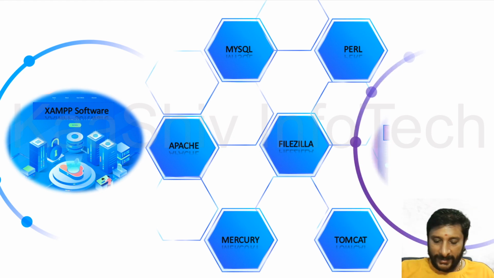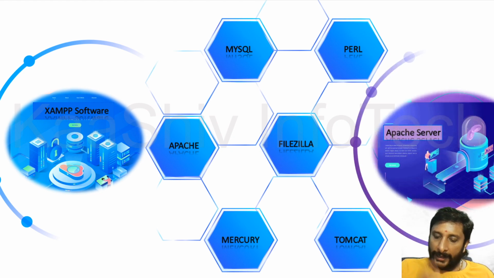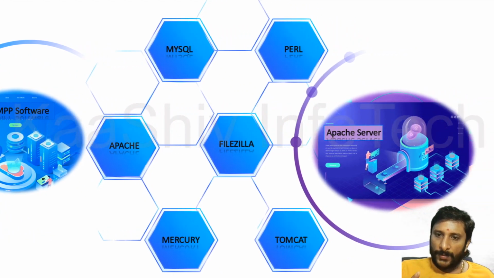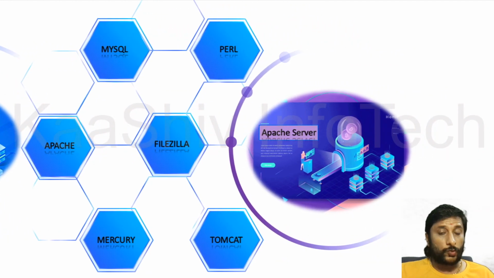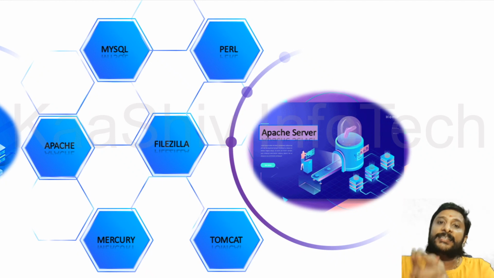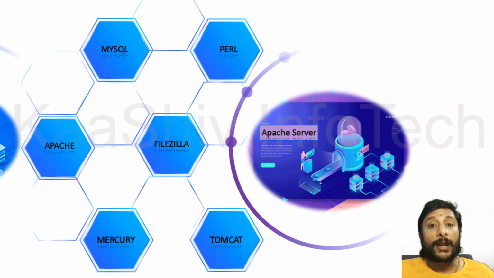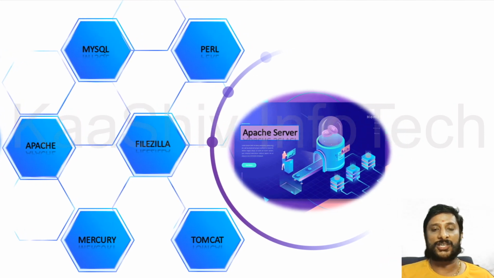Now I have the XAMPP software ready. In that I have Apache. What is Apache? As I told you, Apache is the web server. Web server in the sense that it is a software used to run your websites. That is why it is called Apache.